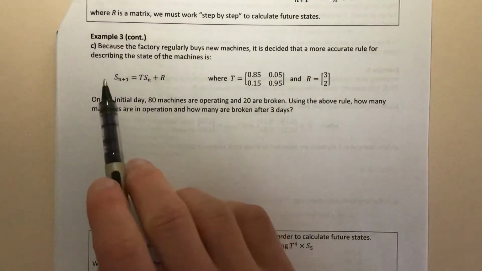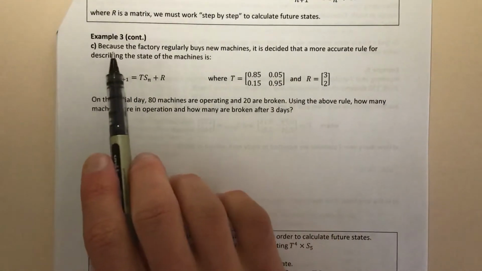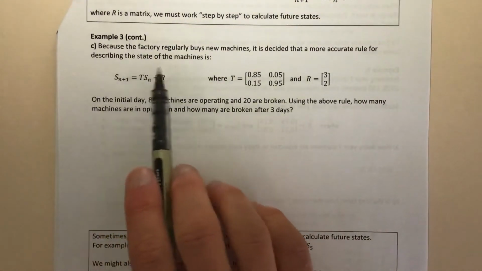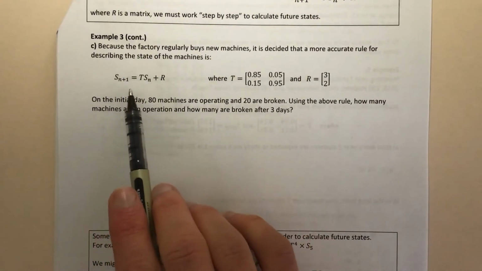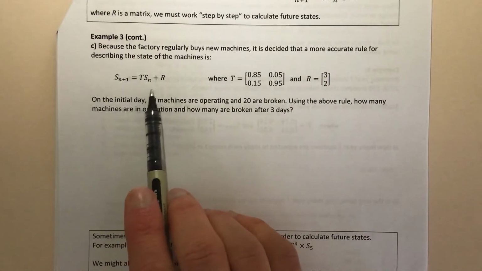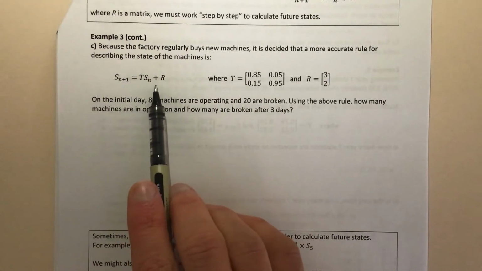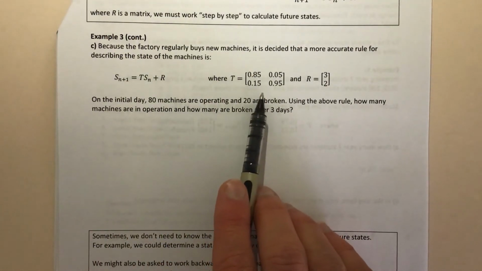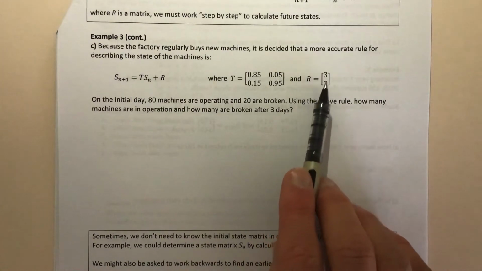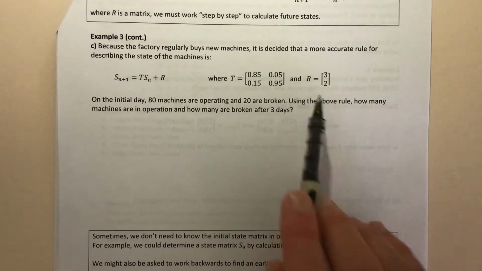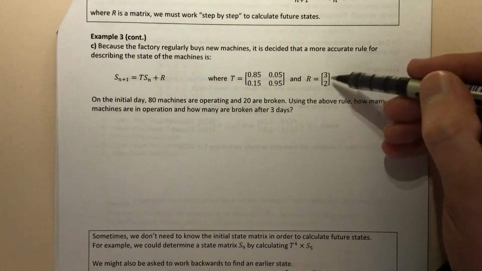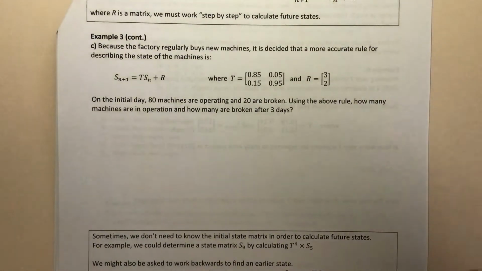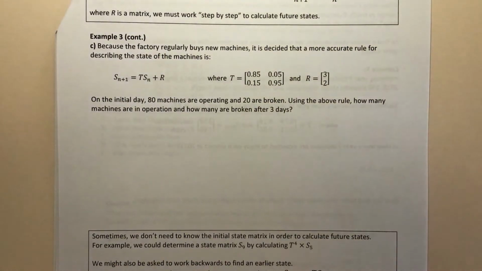So continuing on with this factory example, we're saying the factory regularly buys new machines, and so maybe a more accurate rule for describing the state of these machines is going to be given by S(n+1) equals T times S(n) plus R. So we've got this situation where we're going to be adding a matrix at every step. We still have the same transition matrix, but R is represented by the matrix 3, 2. Essentially what's going to happen is we're going to be adding in 3 operating machines and 2 broken machines every day, right? Maybe the factory's picking them up from some other factory or something like that, who knows.